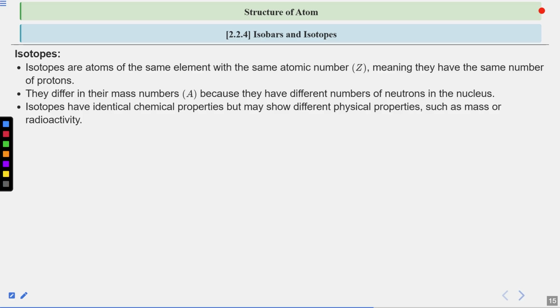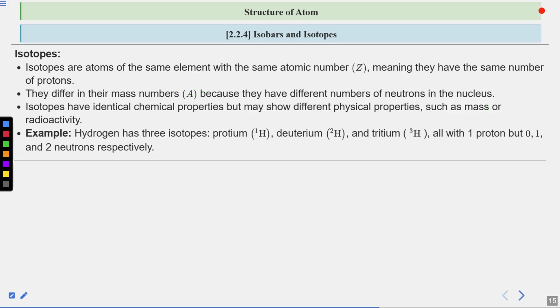Third thing, since they have the same number of electrons, their chemical properties are the same, because the chemical properties of a given element are almost decided by its number of electrons, because they are responsible for its reactivity. But due to the change in the mass number, which is simply the mass of an atom, it can show different physical properties, like its density can be different, its volume can be different, mass can be different, even radioactivity can be different. So this point is very important. Isotopes have the same chemical properties, but different physical properties, including mass and radioactivity.